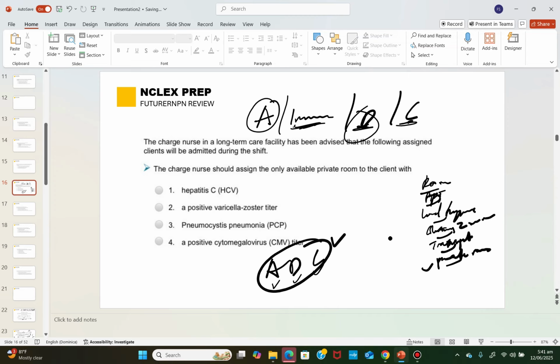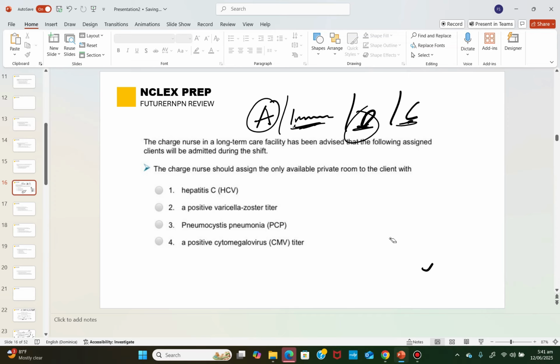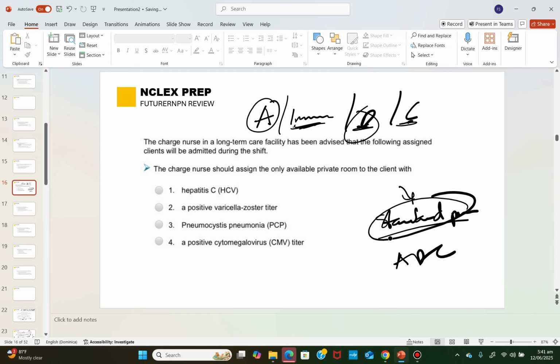So NCLEX is big on the top-most priority infections, which are the most contagious infections: airborne, droplet, contact. So yes, the truth is NCLEX is going to give you infections related to standard precaution, but you should be able to differentiate the infections related to standard precaution from those related to airborne, droplet, contact. Now, when I look at this question, I'm looking for airborne first. When I check right here, I can see varicella, related to airborne.